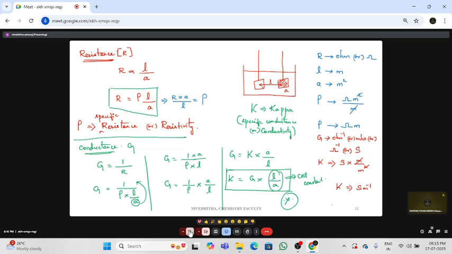Could you please tell me the unit of cell constant then? Unit of cell constant. Meter inverse. That's it, meter inverse. Very good, Kanna. It is meter inverse. Okay. So we may expect questions from these formulas also. Which is very easy. You can expect a very direct question.